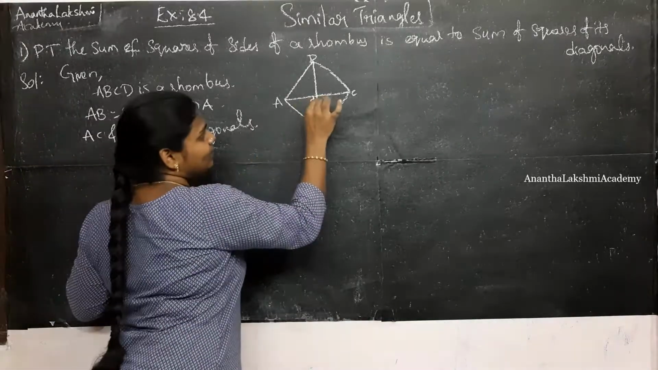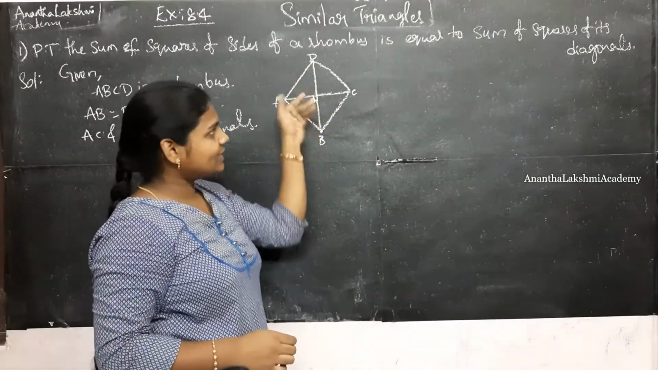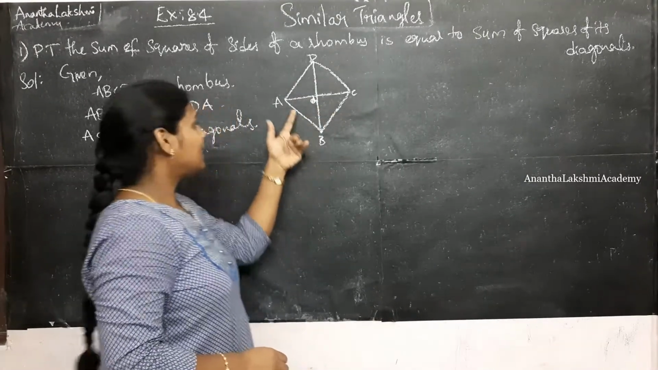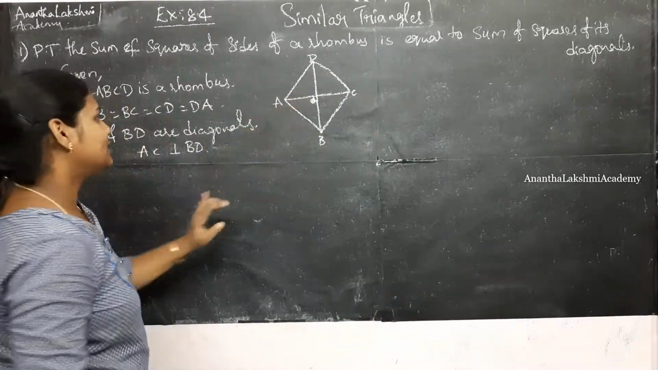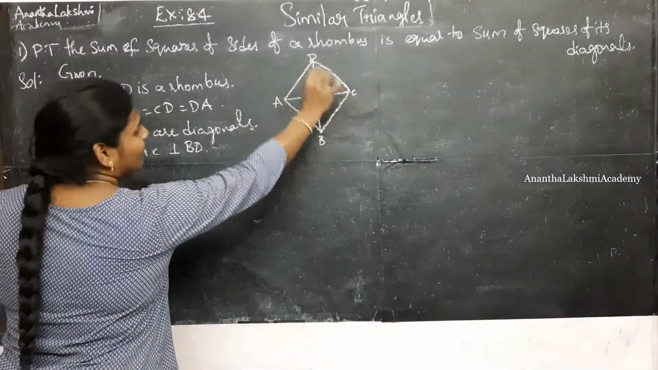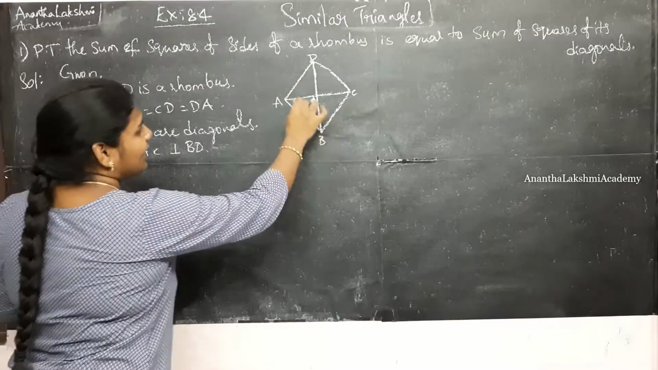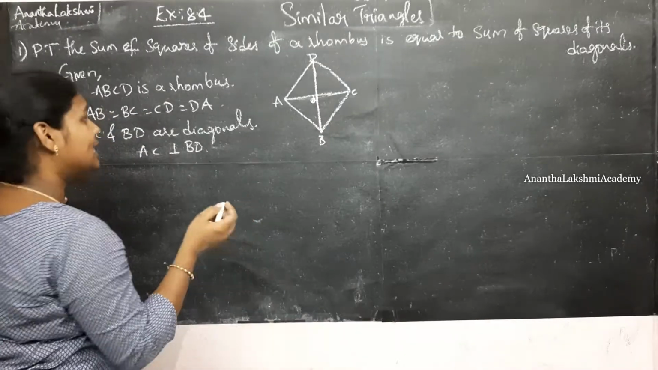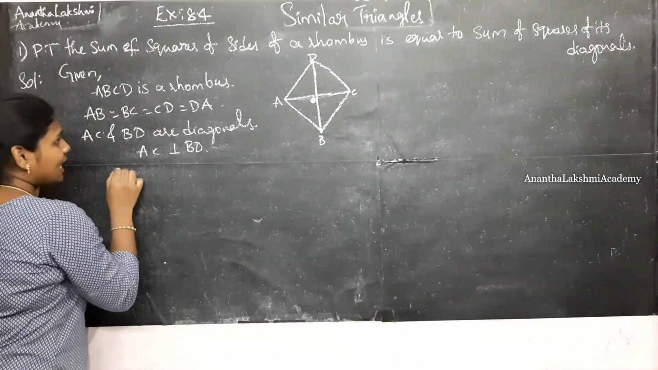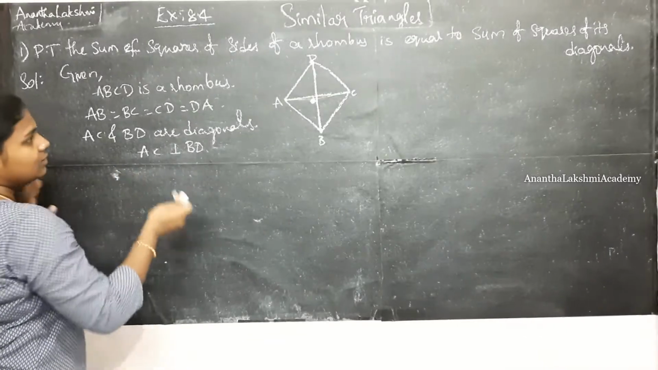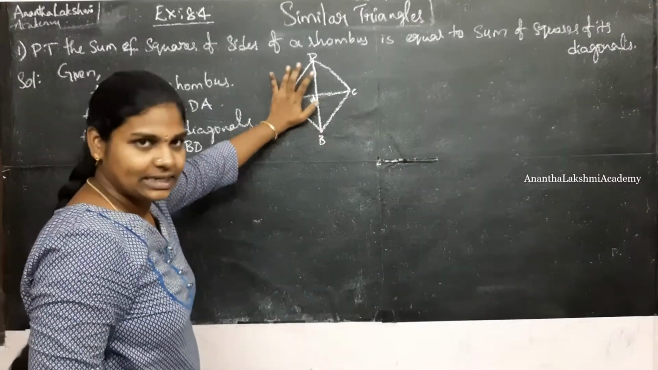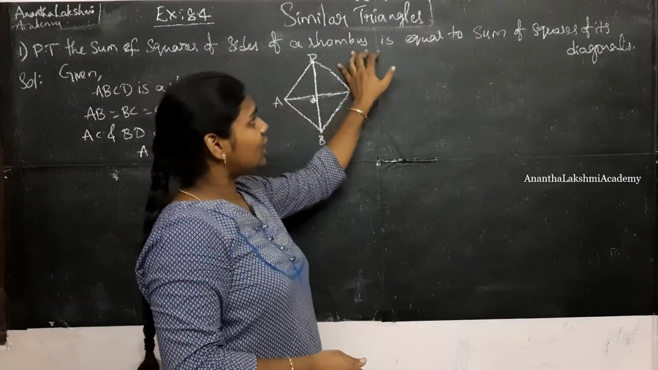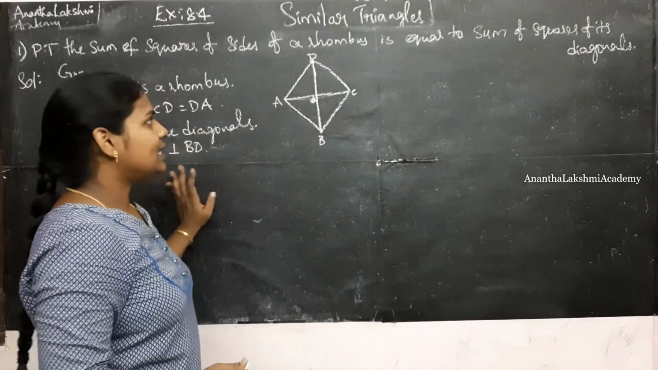When AC is perpendicular to BD, all the triangles that are formed inside of it are nothing but right angled triangles. So in a rhombus, the diagonals bisect each other. Now they are asking us to prove that the sum of squares of the sides of a rhombus is equal to the sum of the squares of its diagonals.